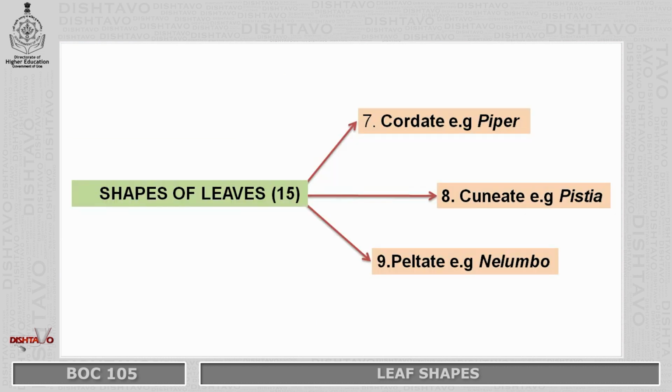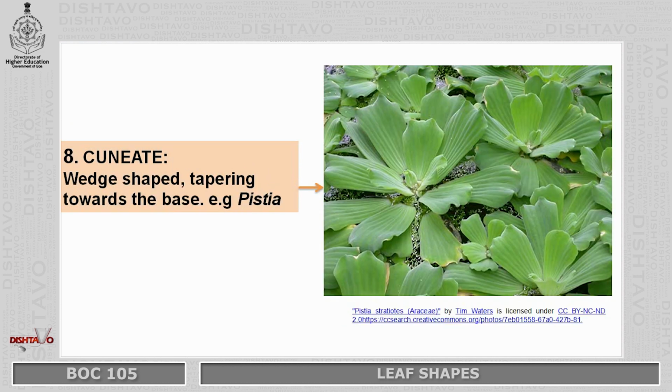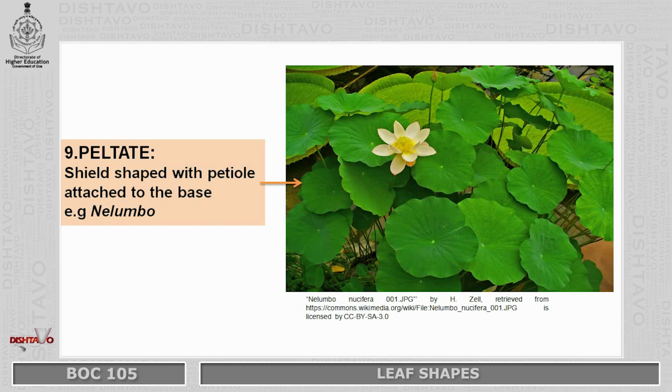that is banana. Next we go to the next three types: cordate leaves seen in Piper nigrum, cuneate leaves seen in Pistia, peltate leaves as you see in Nelumbo. Now to see the diagrammatic representation of this, cordate means heart shaped. You can see in the diagram, heart shaped leaf with a notch at the base, you see in Piper nigrum. Then next one is cuneate, where you can see wedge shaped leaves tapering at the base and they are broader or wedge shaped at the apex. Example, Pistia.